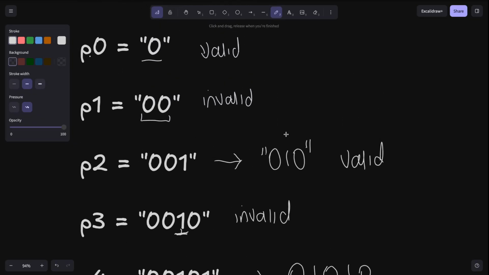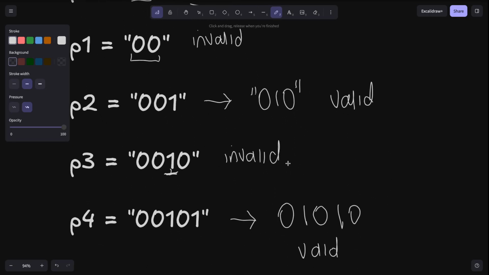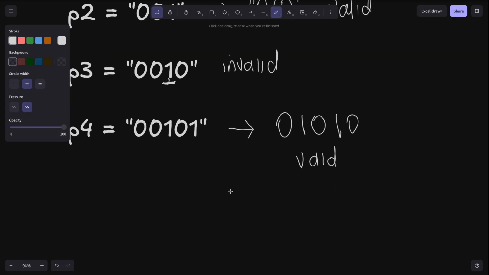So if we count the total number of prefixes that were valid, we had one at 0, we had one at 2, and we had one at 4. So this is 3 in total. So the answer we'd return here is 3, as given in the example.